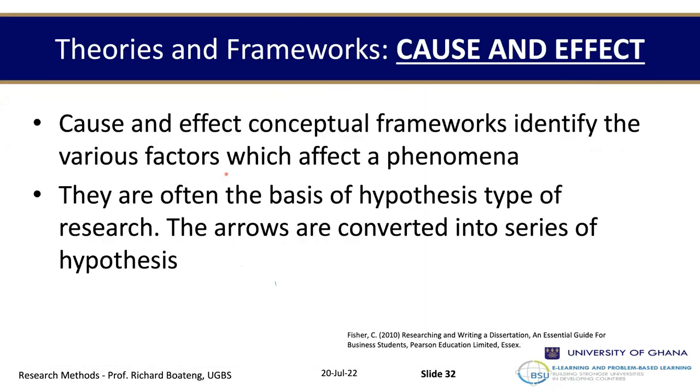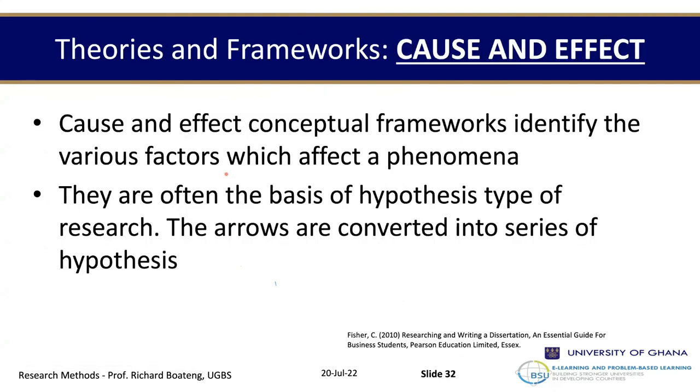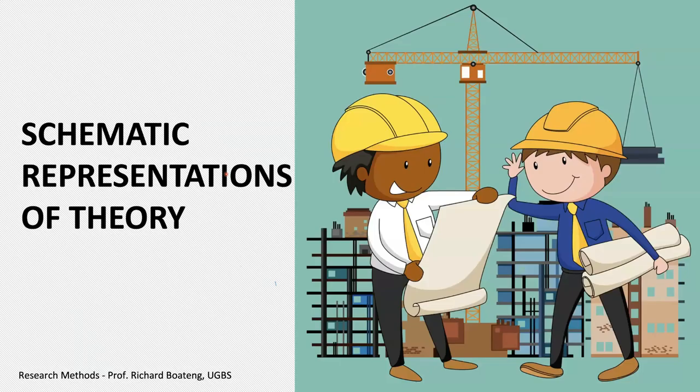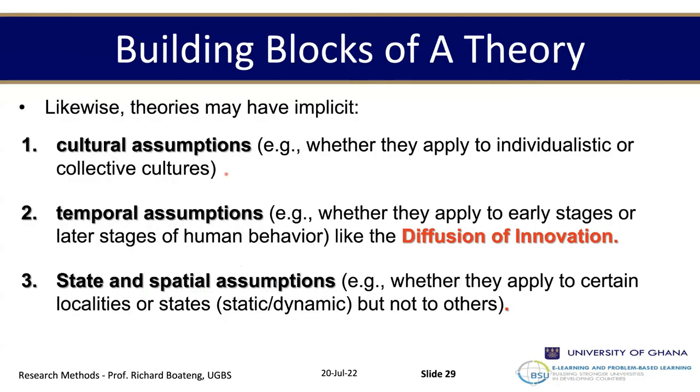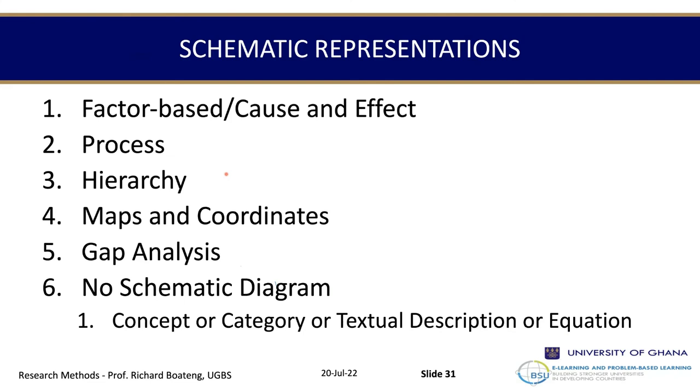Okay, good. So what I wanted to emphasize here is that the theories themselves have spatial assumptions and state assumptions. Some of them are static, and some of them are also process driven. Some of them are in just one state; they don't have a process in it. Now, in terms of schematic representation of a theory or a conceptual model, we can use several of them.